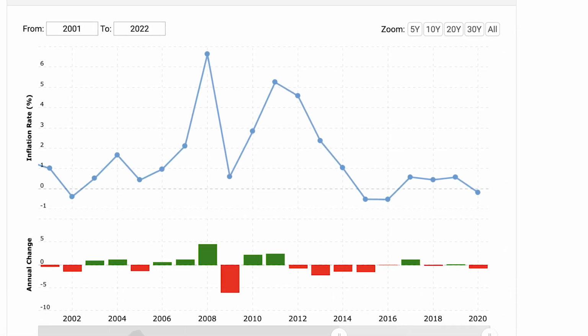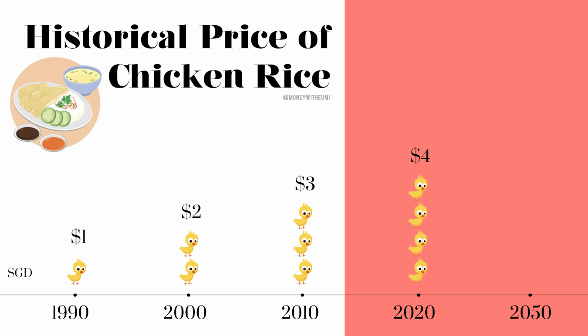And at this rate, in 30 years, a plate of chicken rice will cost about $7 to $8. I personally think it will be more than $7 to $8, but who knows, right? We'll see. So guys, this is why if you're just saving money and not investing your money, you're actually losing money. Because putting your money into a bank that pays maybe a 0.4% interest rate a year means you're losing at least 0.6% to 1.6% every single year, depending on what the inflation rate for that year is.